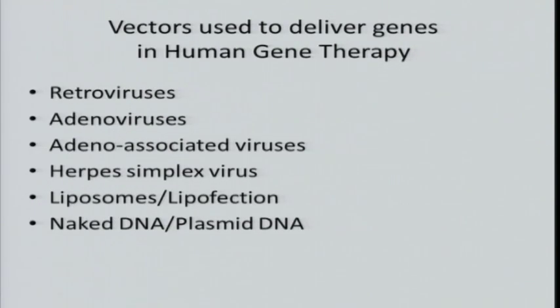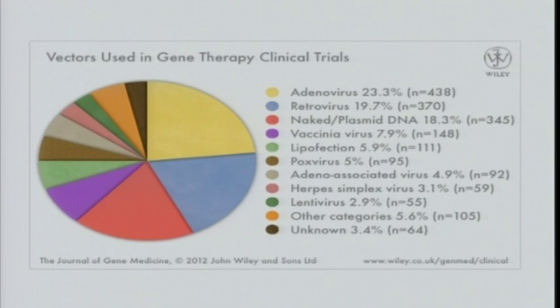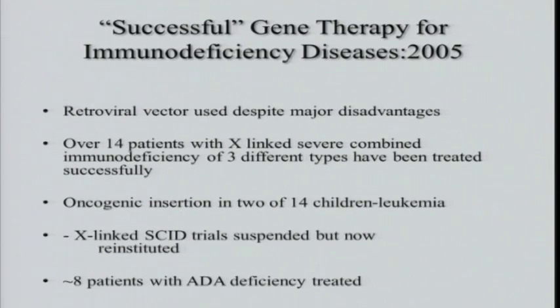So you can use different kinds of vectors for this, ranging from retrovirus, adenovirus, AAV vectors, herpes simplex, liposomes, naked DNA, plasmid DNA. This is a whole talk in itself. But to tell you that the field of gene therapy is vast, completely vast, and there are different approaches that can be used. So once again, to show you, different kinds of vectors are being used in various gene therapy clinical trials.